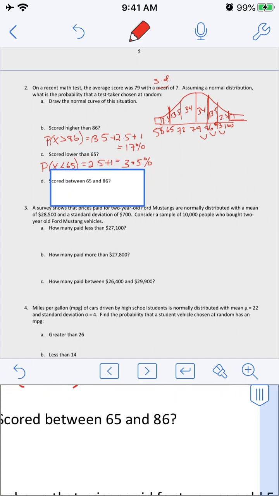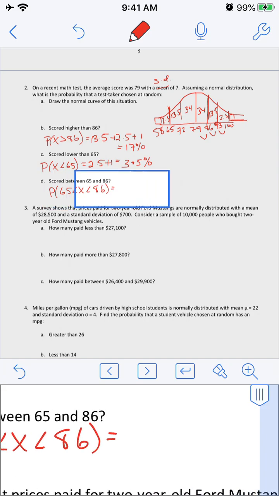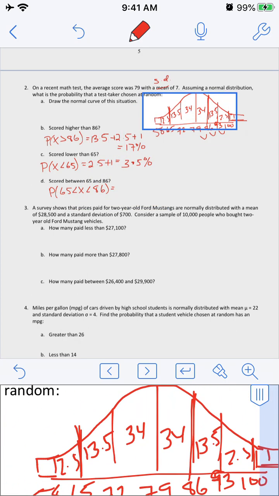All right, now what about between 65 and 86? So x is between 65 and 86. What is the probability of that? And yes, you do actually have to write the probability statement. You can't just write 17% on the page. You may see in some of the homeworks I did, please write the probability statement. All right, we add all that up. Here's that same 65, that 86.